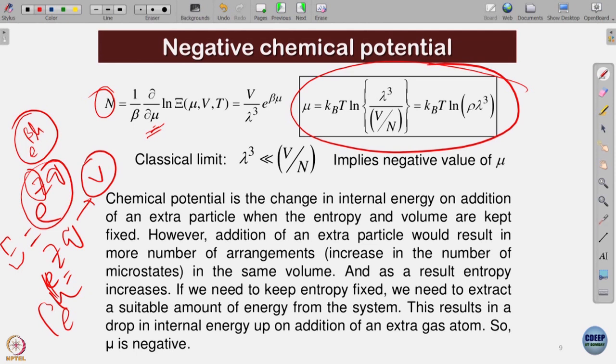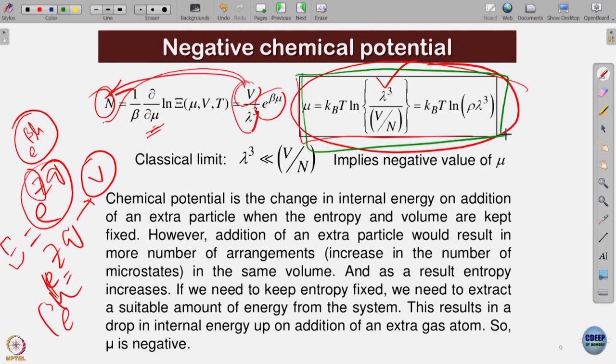So now I can take this V on that side, I can take N by V, that becomes density, and lambda cubed. So this whole part is taken there, giving rise to this term, and it is e to the power beta mu, and then I take the logarithmic term, and beta becomes 1 over kBT. So you can easily see that I get this beautiful relation, this beautiful relation I like, so I use one more color. So this beautiful relation.